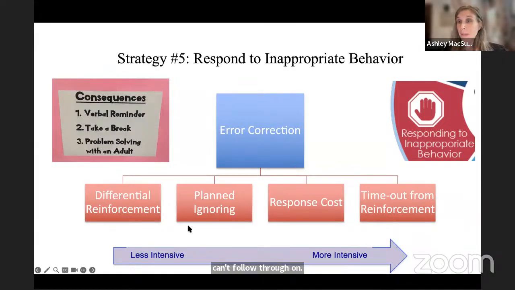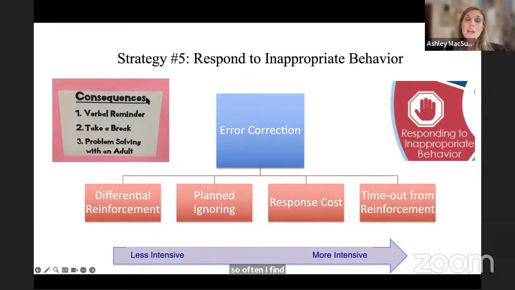Planned ignoring is not planned ignoring if the person who's getting reinforced by ignoring is the teacher, right? That has a specific purpose. Time out from reinforcement, again, the kid has to want to be there. If they don't, that's not using time out effectively. So you may have to coach and teach those things. You cannot do all of the things that we just went through at once.